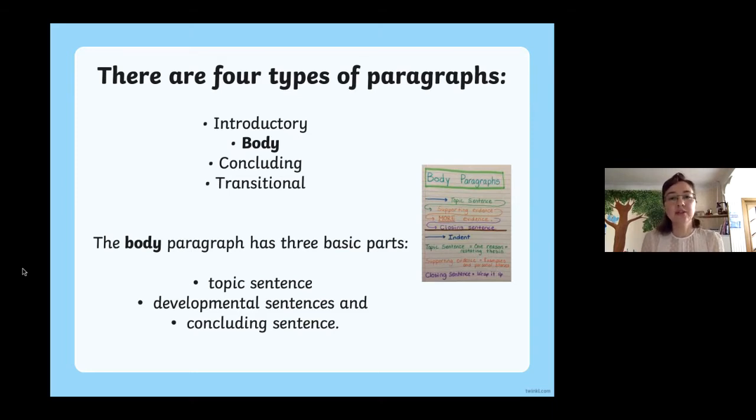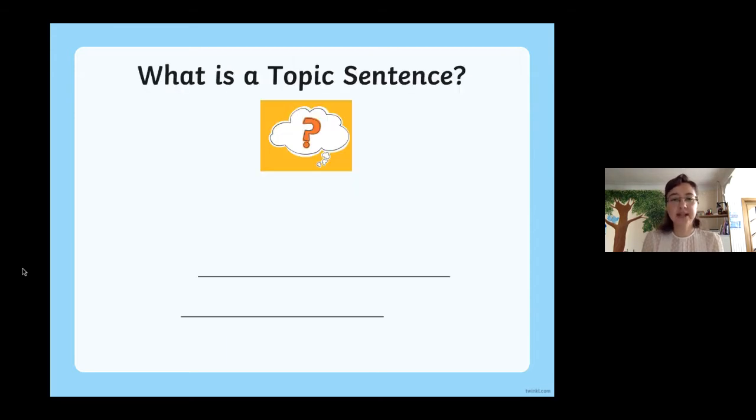Now, let's look at types of paragraphs. There are 4 types of paragraphs: introductory, body, concluding, and transitional. While in an essay, you can see all these parts. Today, we are going to focus on body paragraphs only. Body paragraphs have 3 parts: topic sentence, developmental sentences, sometimes we call them support sentences, and concluding sentence.